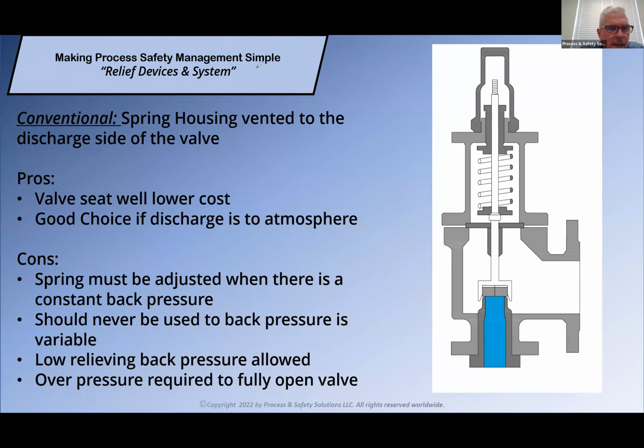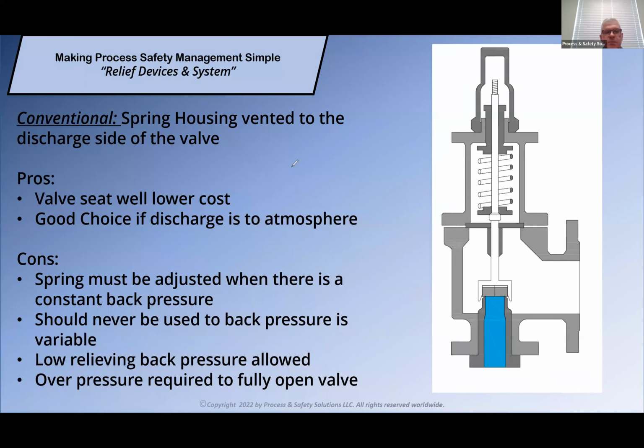So for conventional valves, the pros are: the valve itself is a lower cost. It's a good choice if you're discharging directly to atmosphere. And we're going to explain why that's a good choice shortly.